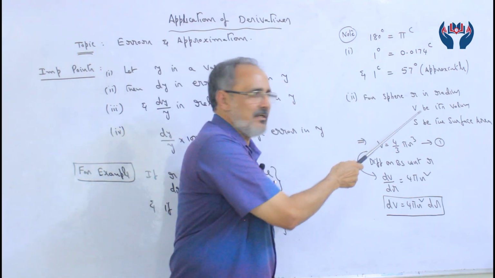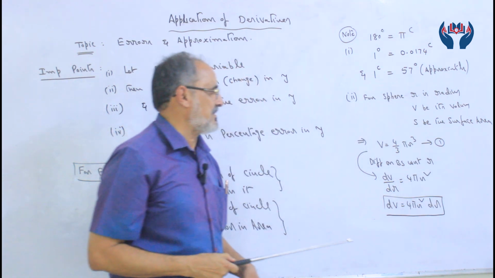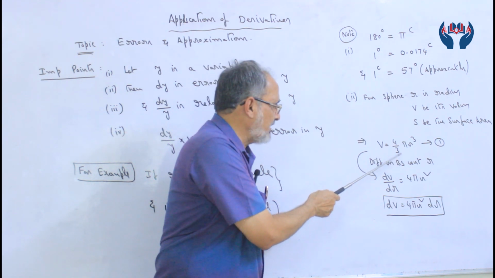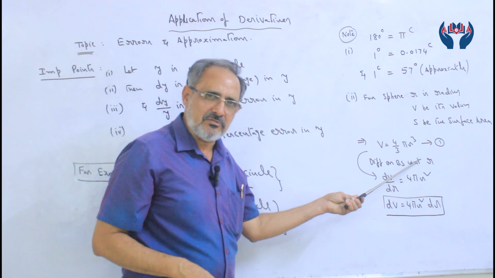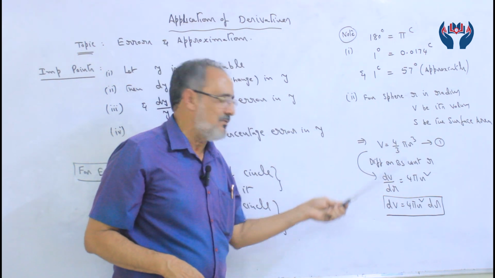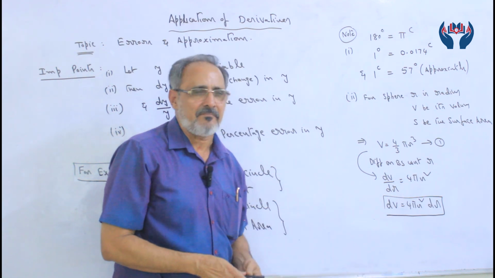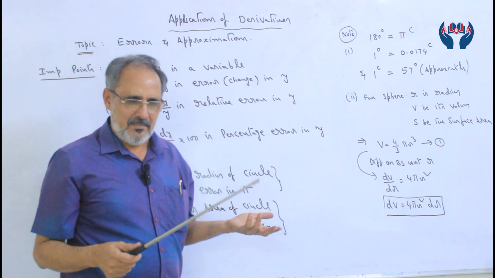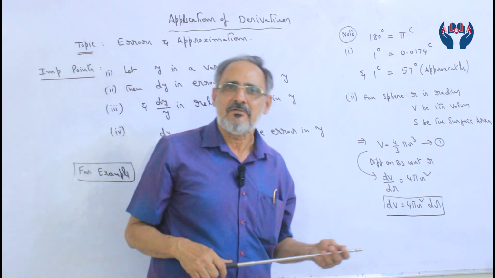Second, for a sphere, r is the radius, V is the volume, S is the surface area. V, the volume of the sphere, is 4 by 3 pi r cube. Differentiate on both sides with respect to r: dV by dr equals 3 and 3 cancel, 4 pi r square. dV equals 4 pi r square dr. What is 4 pi r square? This is nothing but the surface area of that sphere.